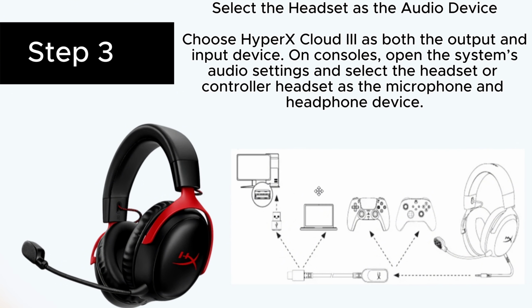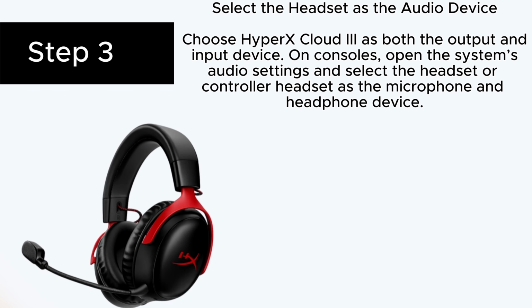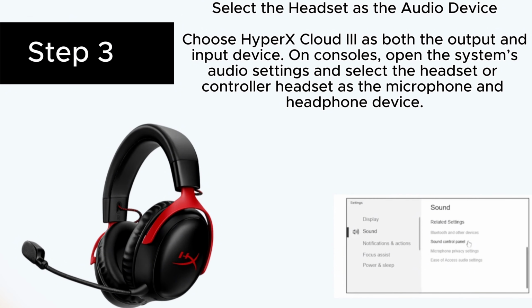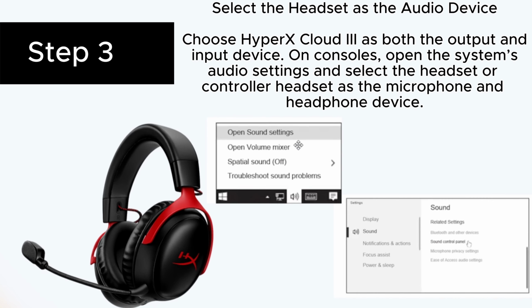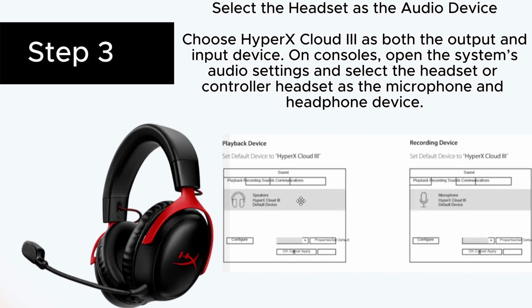But once you have chosen your correct connection, you can go ahead and select the headset as the audio device. So on your Windows, you can go ahead into your settings and then into your system. And once you're in your system, you can go ahead into your sound. So your sound, and then you can choose the HyperX Cloud Tree as your playback device and your recording device. You can also set it to default as you want, but as long as your input and output is set to this device. So if you are doing it on consoles, you can open the system's audio settings and select the headset or controller headset as the microphone and headphone device.